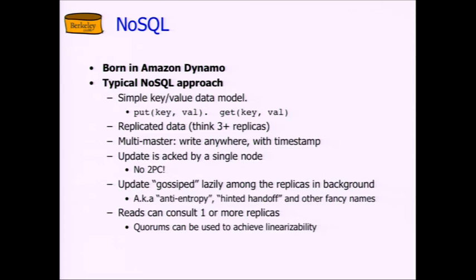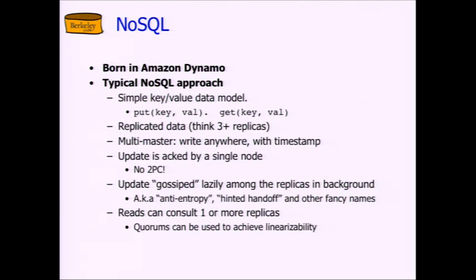They're usually replicated. Think like 3 replicas per item or maybe a few more. 3 is a typical number. It's usually multi-master, so you can write anywhere. You put your timestamp when you write. Update is acked by the node you write to. So you write to a node, it says, got it, and you're done. There's no two-phase commit with the other nodes that it's going to replicate to. It replicates in the background, okay?